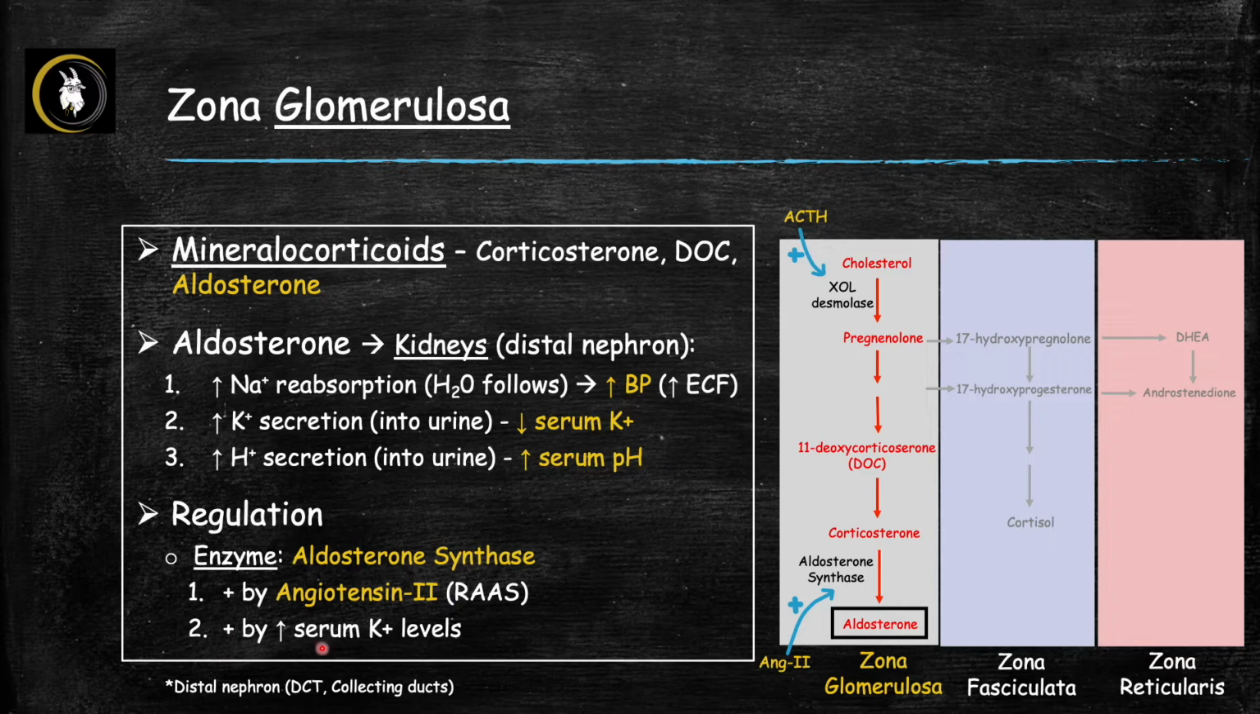And finally, in addition to this angiotensin 2 and RAS pathway, aldosterone synthase is also upregulated by elevated serum potassium levels, and that makes sense because one of the main actions of aldosterone is to cause potassium secretion and lower serum potassium levels. So elevated serum potassium levels will also upregulate aldosterone synthase and lead to increased production of aldosterone. But the main one and the most high yield for exams to know is this activation through angiotensin 2 via the RAS system. That's what I'm going to cover on the next slide.